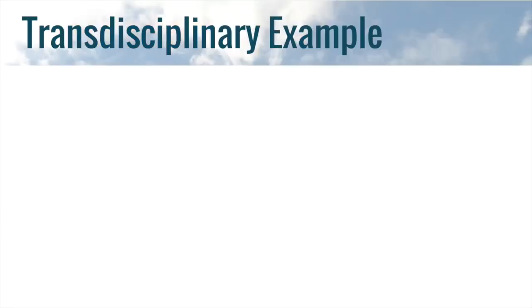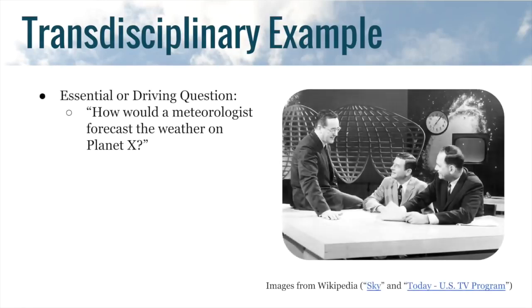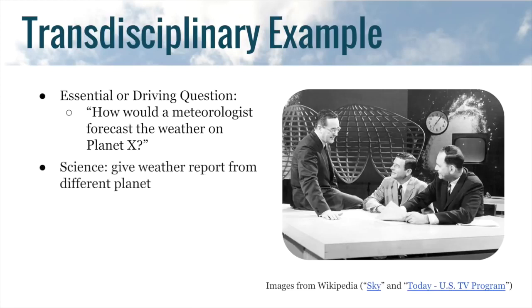The transdisciplinary version of the example unit we looked at previously consists of skills and concepts from multiple disciplines. The essential question, or the driving question for the unit, was the following: how would a meteorologist forecast the weather on planet X? This question drives the unit, drives inquiry, and requires the learning objectives to be met for the question to be answered. In science, students would give a weather report from a different planet. They would need to learn how people predict the weather and imagine what it would be like to live on another planet. In art, students would build studio sets for the weather forecasts.